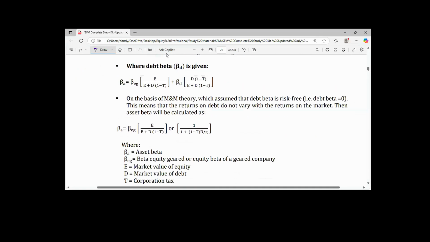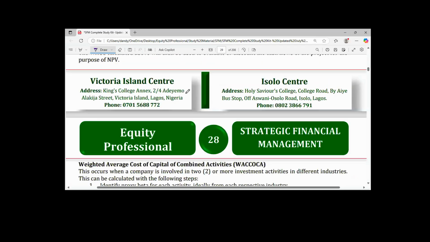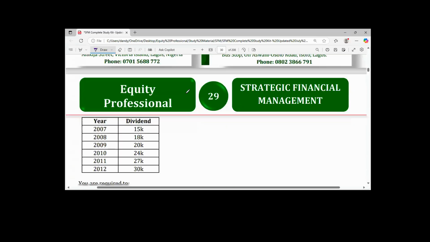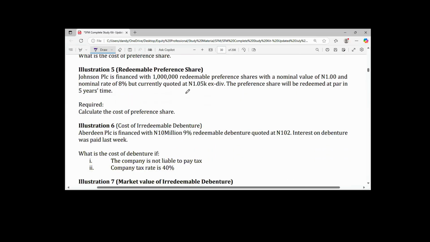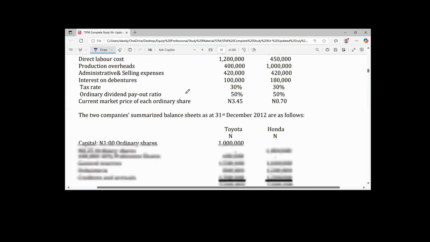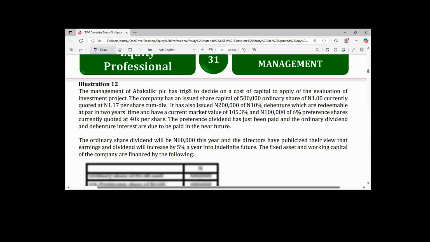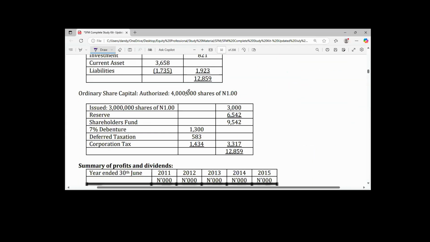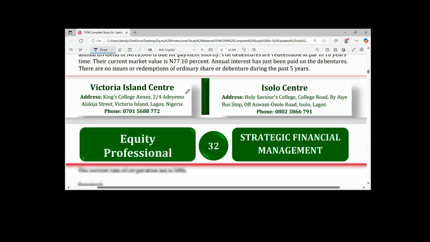Okay, so let's go for illustration. Remember what I told you. You only calculate project-specific cost of capital when a company is diversifying. So today we are going to solve only one illustration under cost of capital.